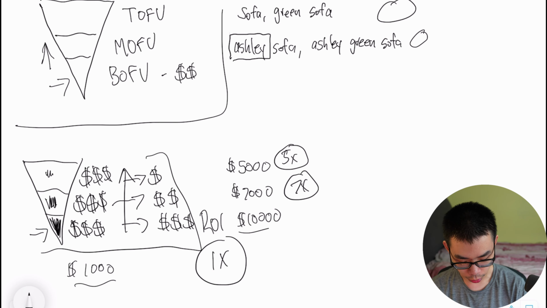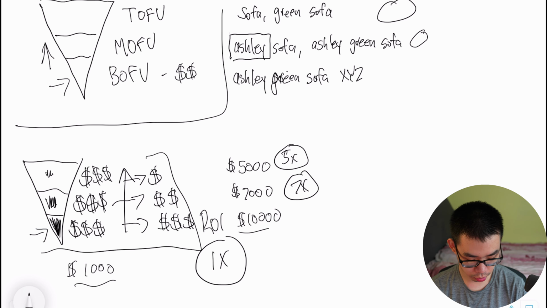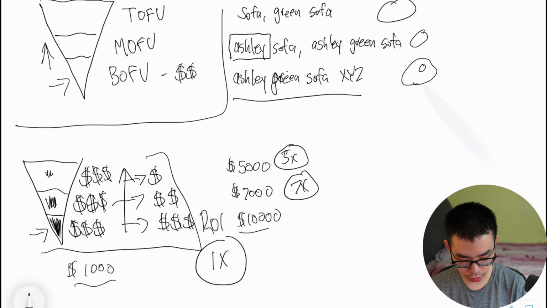But then we also have the bottom of funnel. This is where the actual money is going to be made, which is Ashley green sofa XYZ. Obviously, that's not the SKU that it is, but the model number or collection, that is where the bottom of funnel keywords come into place. And this is where we're going to spend most of our budget, and also the pool of products is going to be the smallest. And when the pool of products is the smallest and you match the keyword intent with what they're looking for, you're going to make money, almost guaranteed.